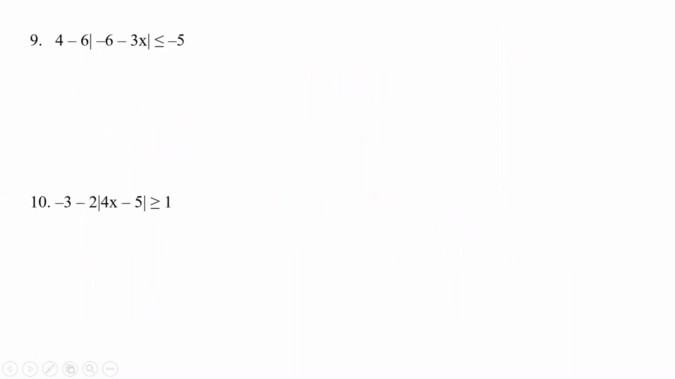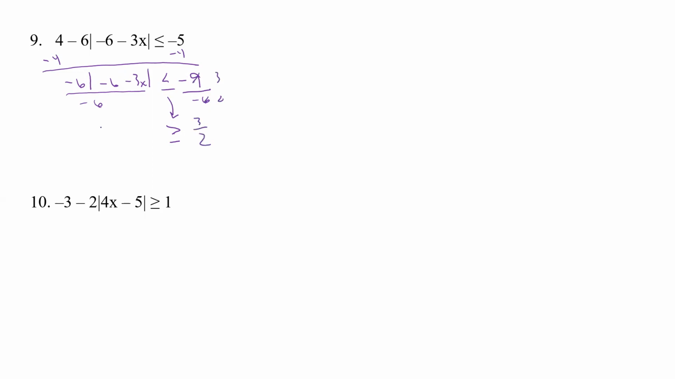All right, a couple more here. What do we do here? Well, the first one, we're going to subtract 4. We're going to get rid of that. So that gives us a minus 6 absolute value of minus 6 minus 3x in the absolute value less than or equal to, and that's going to be a minus 9. Now we have to divide by a negative 6 and divide by a negative 6. Well, when you divide, that changes that to greater than or equal to. And now what we can do is we can reduce this. That's going to give us a 2. That's going to give us a 3. So that's going to be a 3 halves. And that's going to give us a minus 6 minus 3x. Okay.